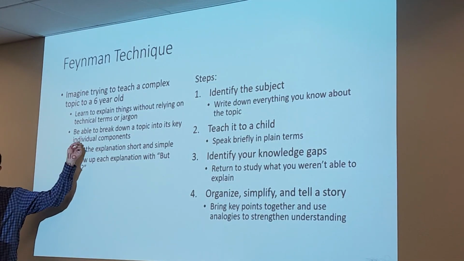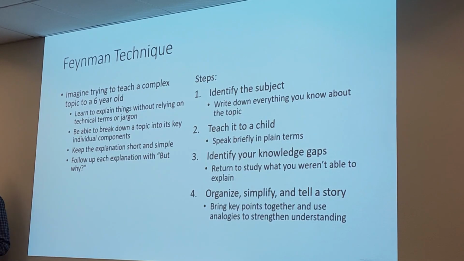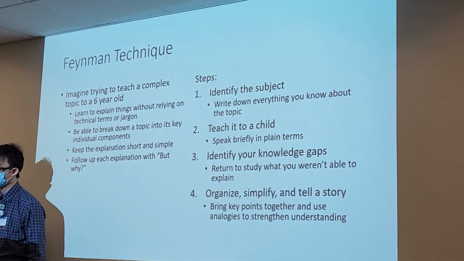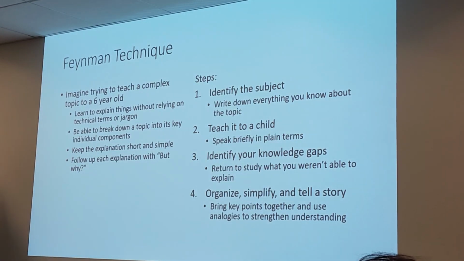Okay? Be able to break a topic down into its key individual components. You need to be able to filter out what is most important and what is less important for your explanation. Keep your explanation short and simple. A 6-year-old does not have a very long attention span. Even a middle schooler does not have a very long attention span. So keep your explanation simple and short.